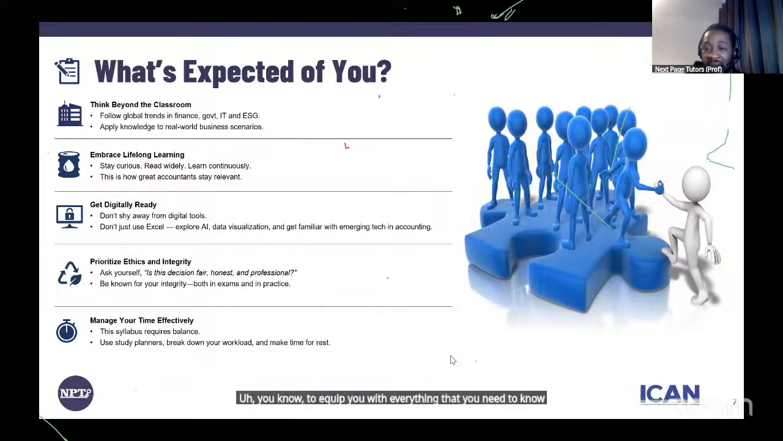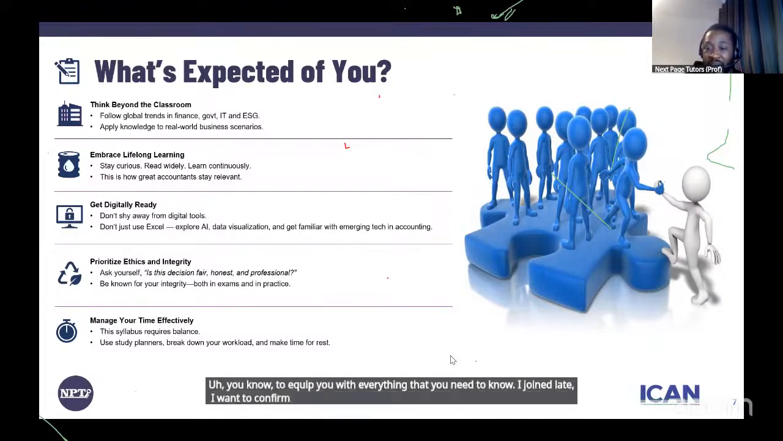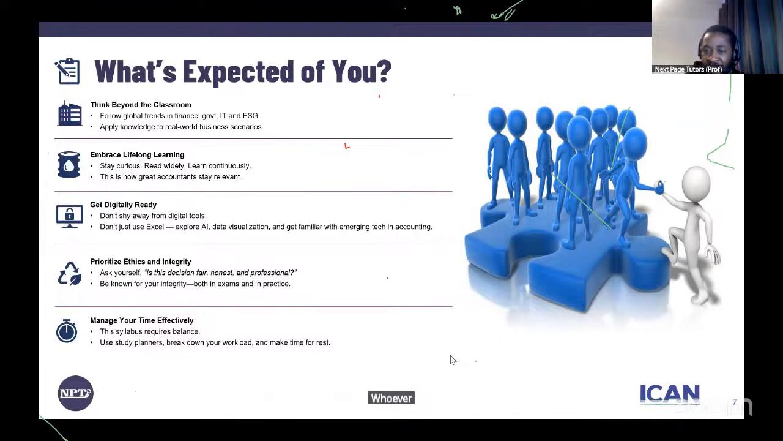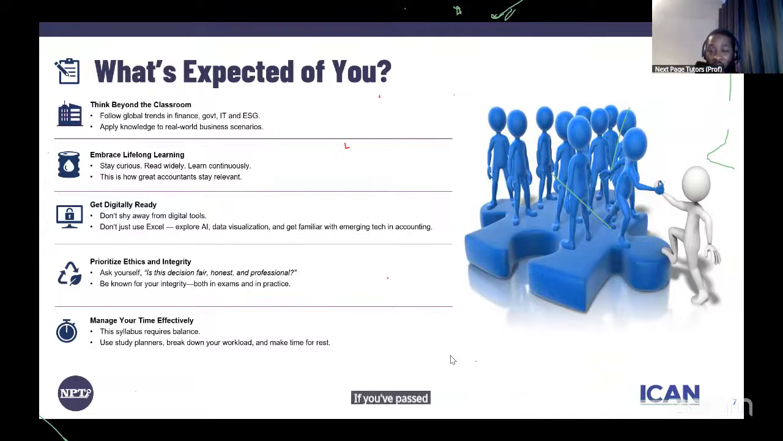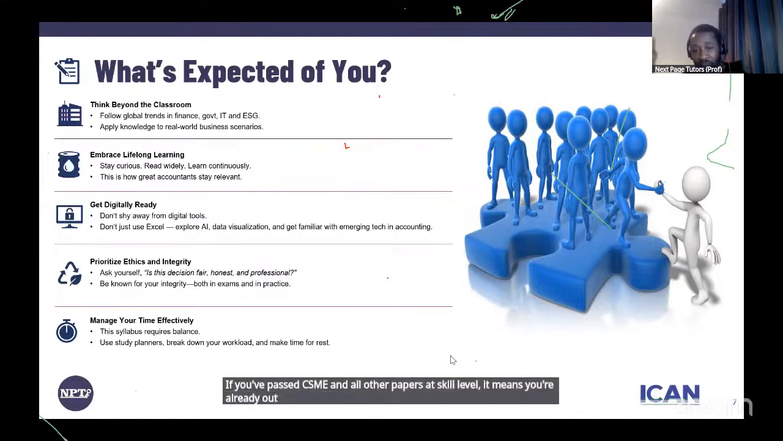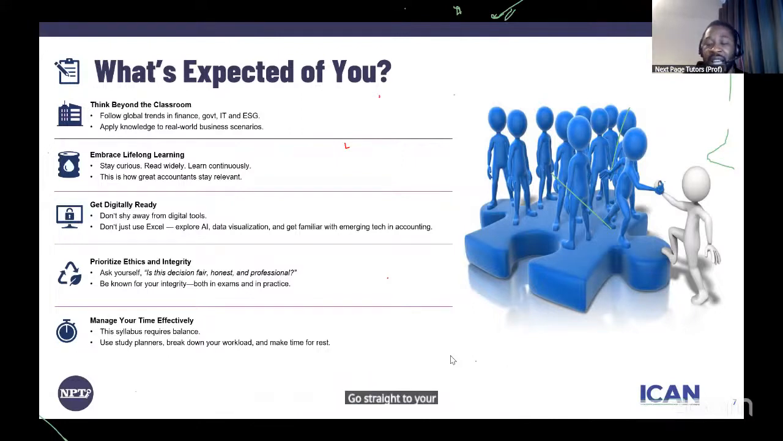I joined late. I want to confirm this. Whoever is writing the November diet must write, even if you already passed CSME. This question is not clear. What we've discussed is that if you've passed CSME and you're still at skills level, you still have to write FM. If you've passed CSME and all other papers at skills level, it means you're already out of skills level. Go straight to your professional level, and that's it.